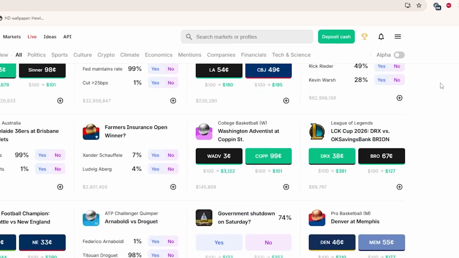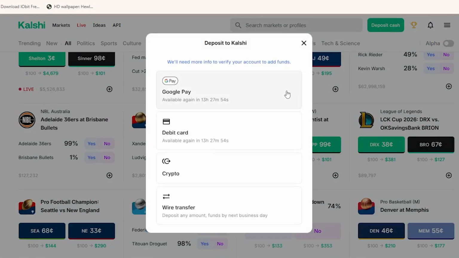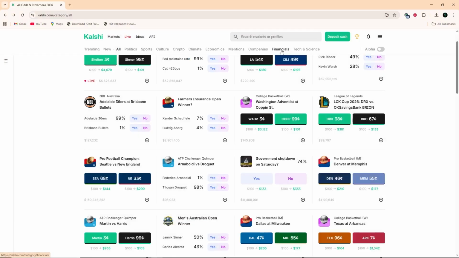The first step to start trading on Kalshi is to fund your account. You can link a bank account, use a debit card, or transfer funds through ACH wire or crypto to your Kalshi wallet. Make sure your account has enough money to trade.